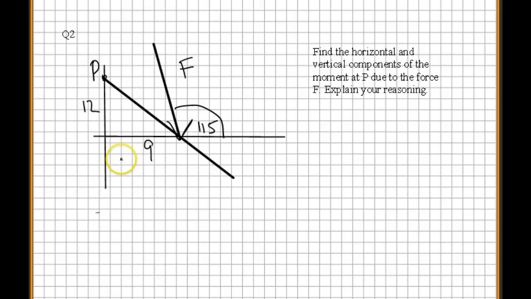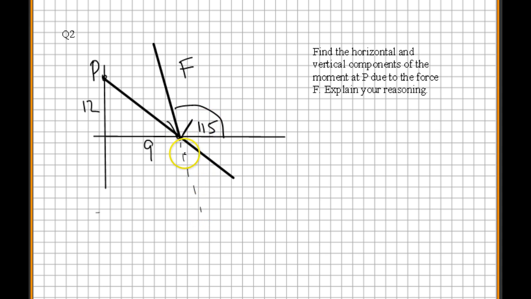Okay, so we have question 2 here, and we want to find the horizontal and vertical components of the moment at P due to this force, force F. So the first thing that we always do is, we know that a force acts along a line of action. No matter what direction that force is in, it has a line of action. So let's see this line of action of this force.